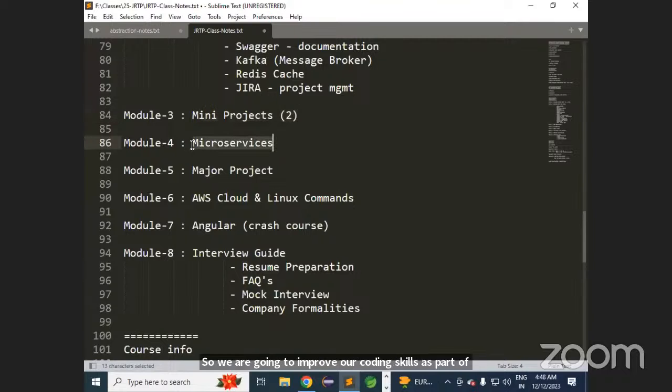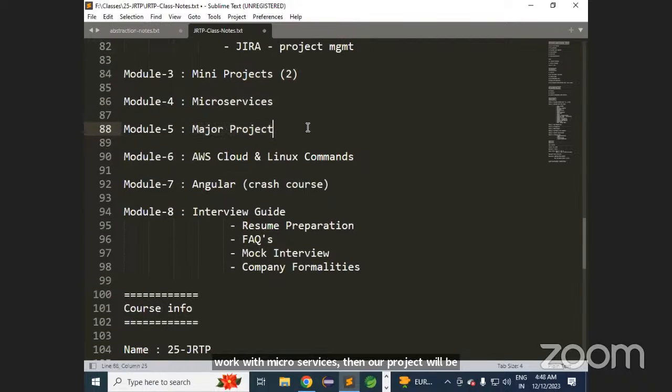Then we are going to learn microservices. Currently, the trend in the market is microservices development. So we need to develop our project using microservices. First I will teach you what is microservice, how to work with microservices. Then our project will be developed by using microservices. One major project we are going to develop. Whatever project that we develop using microservices, the major project, the same project you can keep in the resume in order to attend the interviews.